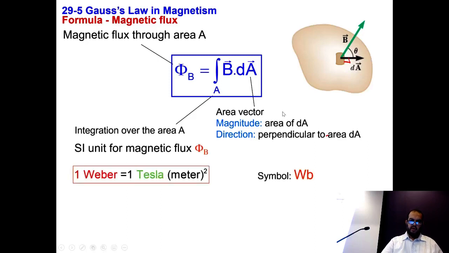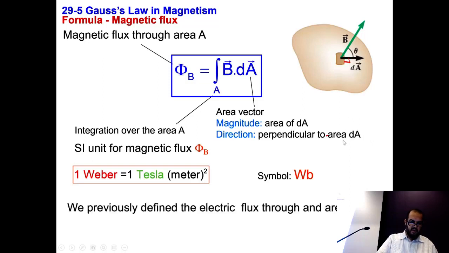The unit of the flux is Tesla meter squared, that we call Weber. 1 Weber is 1 Tesla meter squared. We did not call the flux of an electric field anything; it was just volts per meter times meter squared, and we did not give a name for that. I don't know why, but for the magnetic field they give it a name. The 1 Tesla times 1 meter squared is called the Weber.